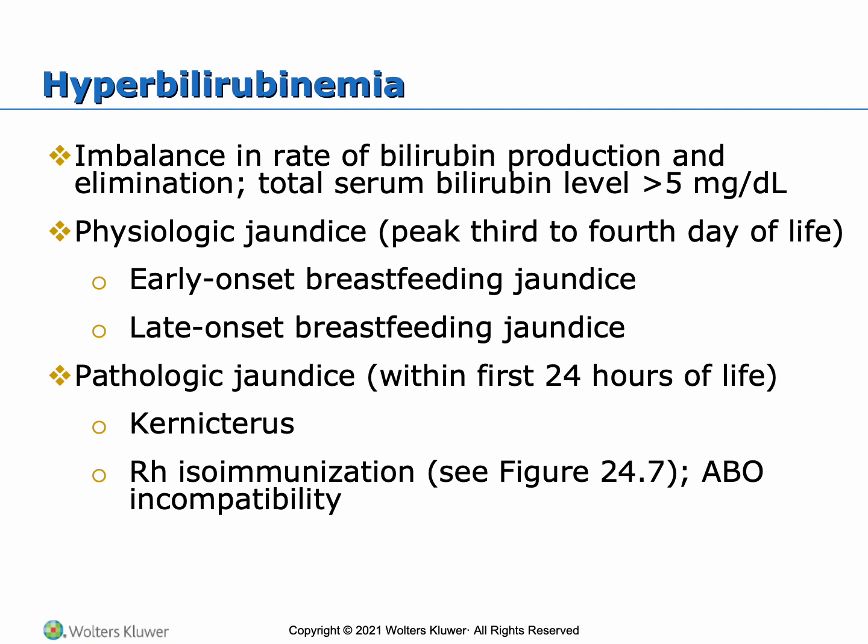Kernicterus is a type of brain damage that can result from high levels of bilirubin in the baby's blood. It can cause cerebral palsy and hearing loss, problems with vision and teeth, and sometimes can cause intellectual disabilities. Acute bilirubin encephalopathy describes the effects of hyperbilirubinemia in the first weeks of life.